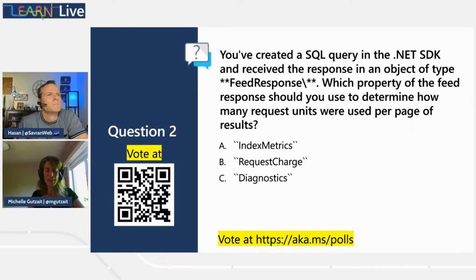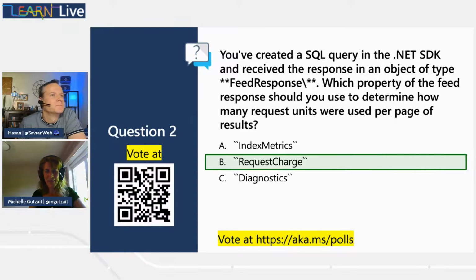Do you have enough votes in there? Let me see. Yeah, I think so. Okay, so let's reveal. Request charge, that's right. Yeah, so the request charge is the one which is going to give you how much your query costs. Yes, that was the last example that you showed. Correct. Awesome. Looks like everybody got that too. Good. Nice.